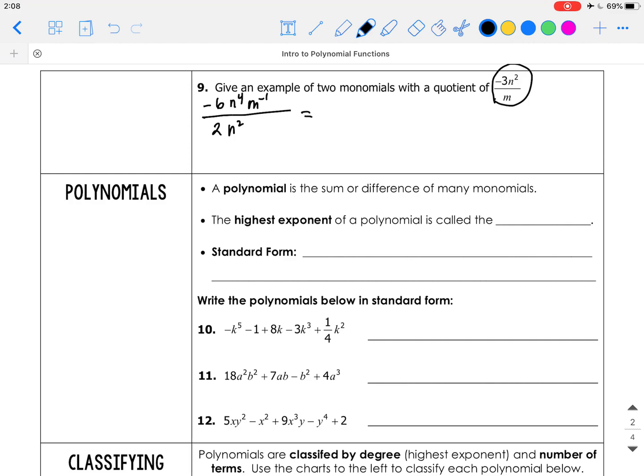So let's simplify this. So we know that negative 6 divided by 2 will give me a negative 3. When we have the quotient rule, we do 4 minus 2. That will give me 2. And m to the negative 1, we will be grabbing this, right? We will jump the line and change the sign. That will give me an m in the denominator.